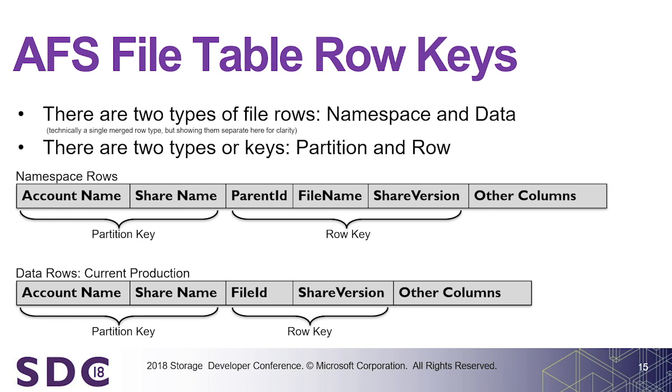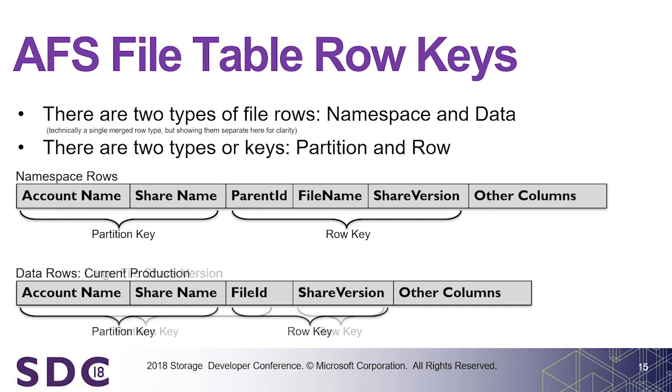Now the data rows, these correspond to the actual files. Think of them as like MFT records, master file table records in NTFS. And in current production here, we have account name and share name, again, partitioned by that. What that means is any given share is wholly contained within a partition, which means it's wholly owned by a single backend node at any given time, which makes it very easy to do these transactions.